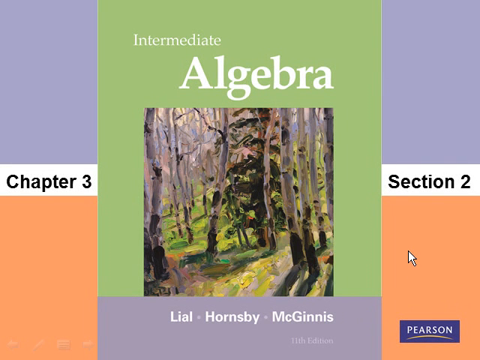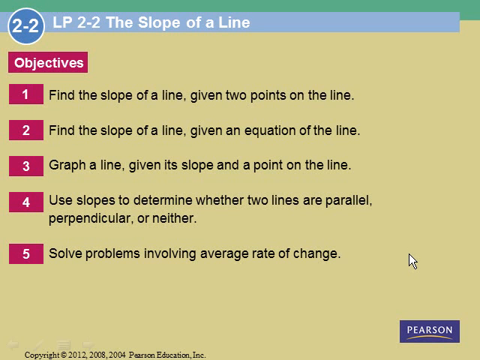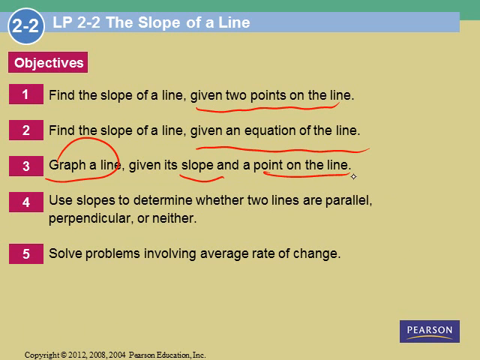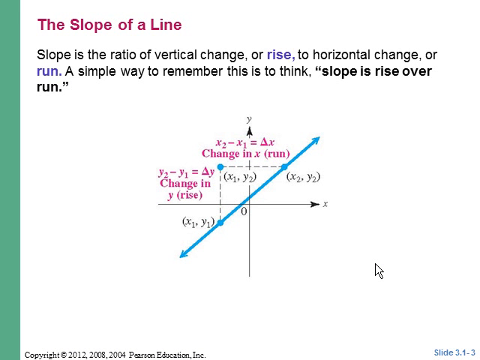We're on Chapter 3, Section 2. It's Learning Plan 2-2, the slope of a line. The first thing we're going to do is find the slope if there are 2 points, find the slope if there is an equation, graph a line if we have a slope and a point, and then use slopes to determine parallel, perpendicular, or neither. And then, interestingly enough, slope is another name for average rate of change.